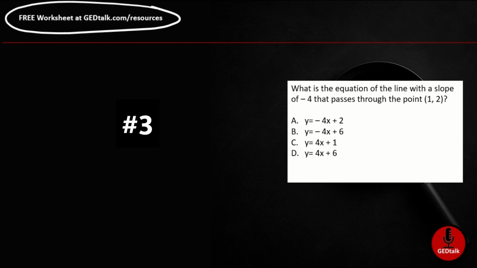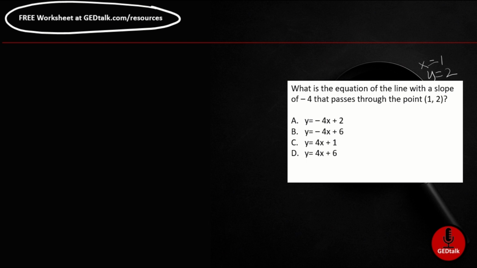The next problem reads, what is the equation of the line with the slope of negative 4 that passes through the point 1, 2? So we know that the point 1, 2 is the x is 1 and the y is 2. So x is 1, y equals 2. And so then we look at our multiple choice answers and we see that all of the setups are y equal equations.